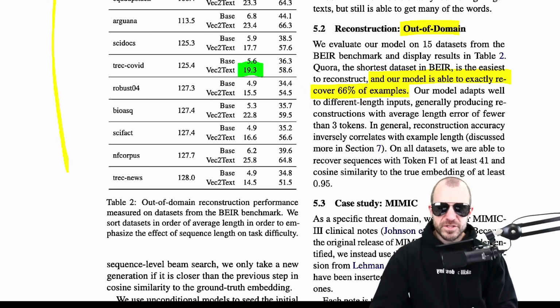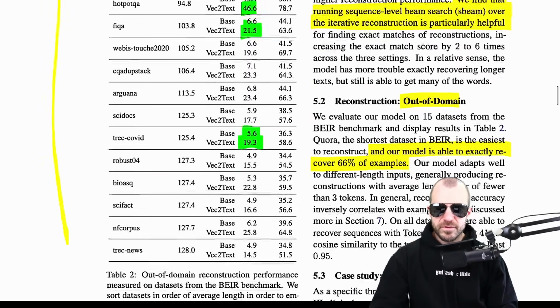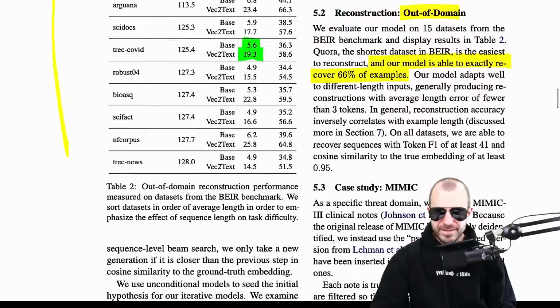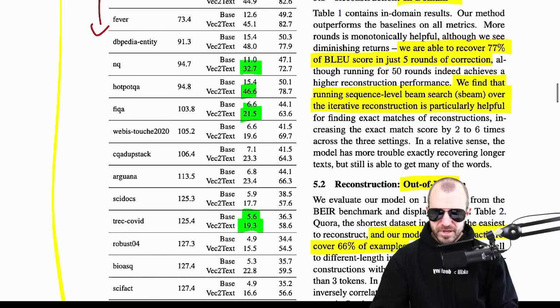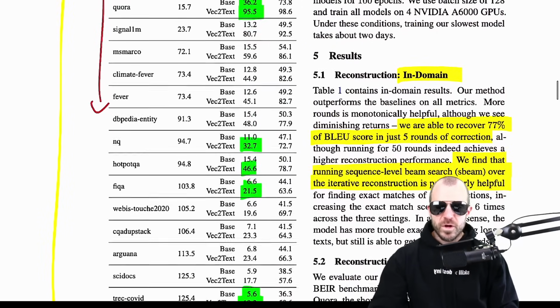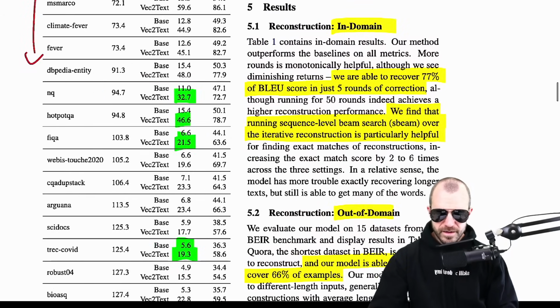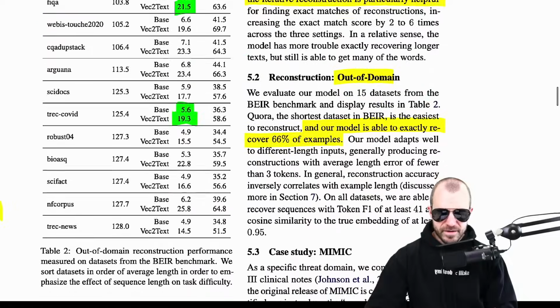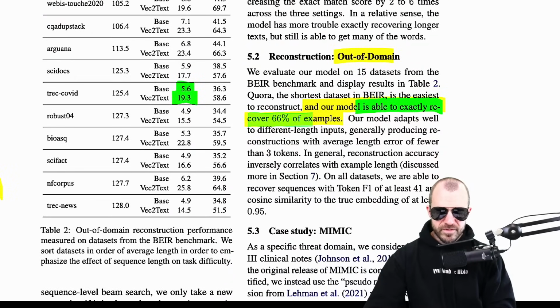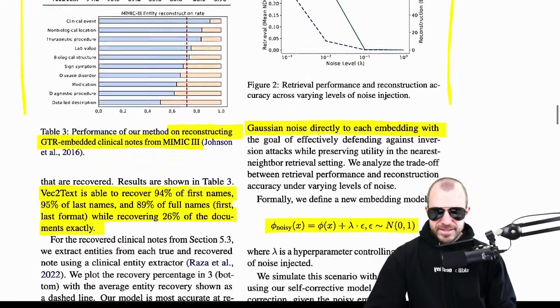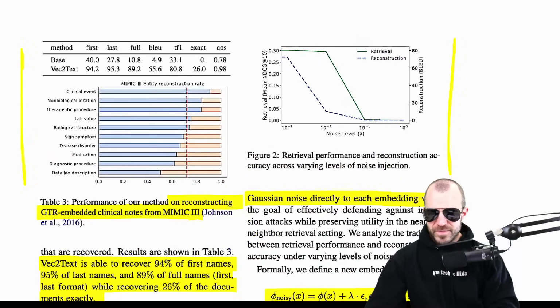And they're still much higher than the simple base model trying to one-shot invert the embeddings. And the difference is even more pronounced in long embeddings, right? The difference between the one-shot and the multi-shot. Yes, in domain, able to recover 77% of BLEU in just 5 rounds of correction. Out of domain is able to exactly recover 66% of examples. These are still really high numbers, right? So don't get me wrong here.